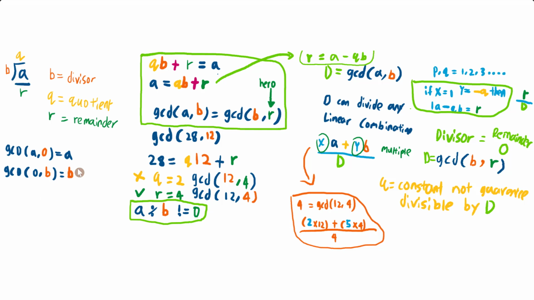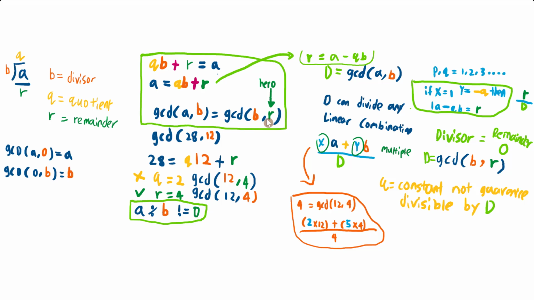There's one property: GCD of a number A and 0, what is the greatest common divisor? The answer is A. And GCD of 0 and B similarly would result in B. This is one property. So actually, up until here, we can stop. We can directly return the value of B.